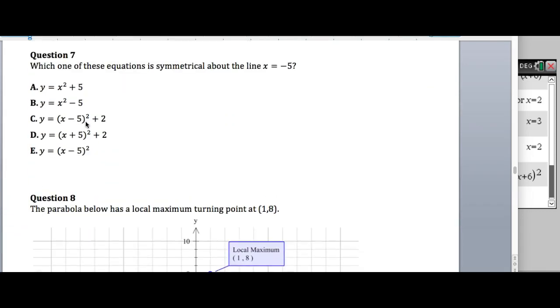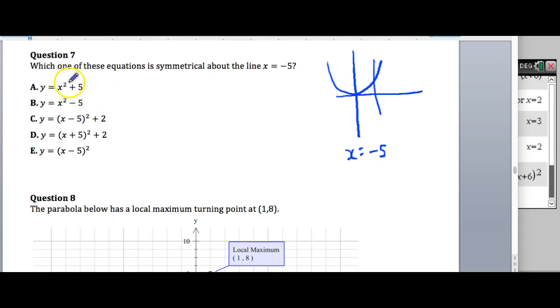Question 7. Which one of these equations is symmetrical about the line x equals 5? So remember, if you have a quadratic, symmetrical just means if you had a vertical line going through it, which is x equals something, hopefully you remember that by now, and that line just splits it in two, so it makes it symmetrical. Think about the line going through the middle of your body. The left side of your body is the same as your right side. So which of these has a turning point at x equals 5, sorry.